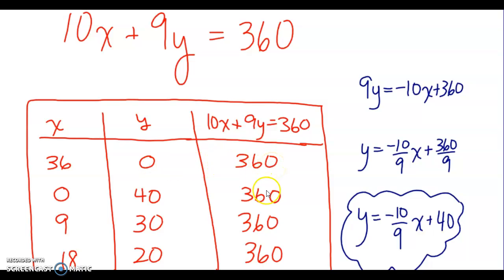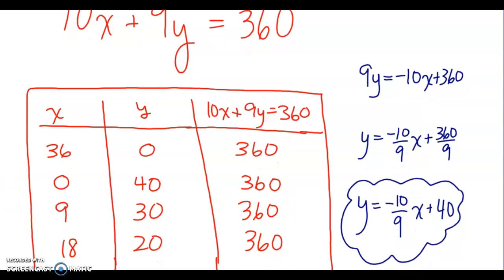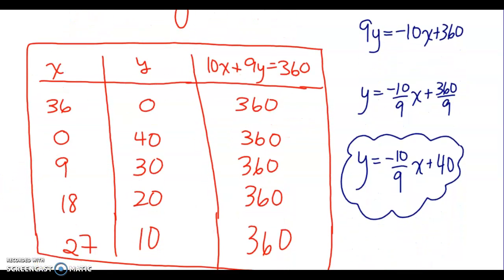For my next combination, I could plug in 0 for x. Imagine she doesn't work at all at the jean shop, only Pasta Palace. Well, now I have 9y equals 360, divide both sides by 9, and I end up with y equals 40. So there's my second combination. If she works 0 hours at the jean shop, 40 hours at the Pasta Palace, she will earn $360. Well, I need to repeat this and find 3 other combinations.